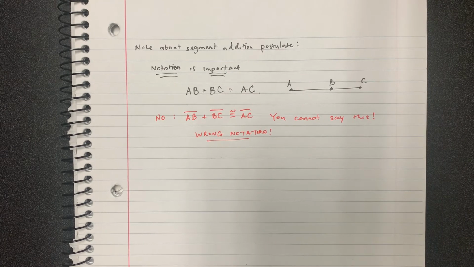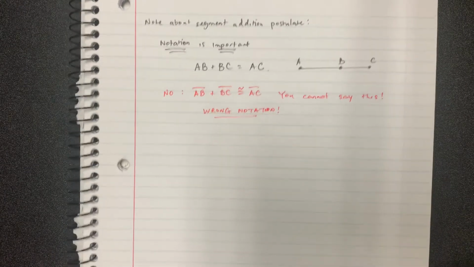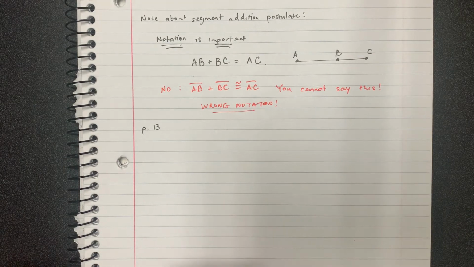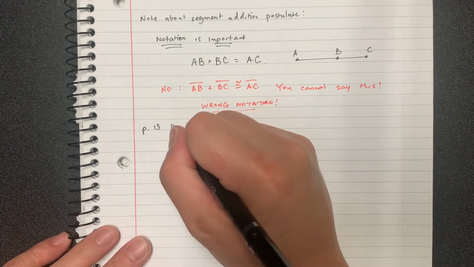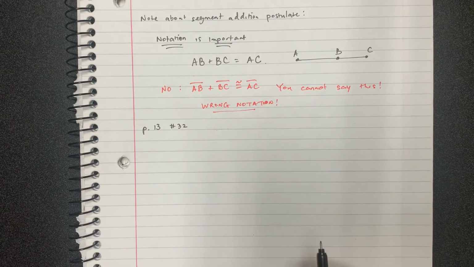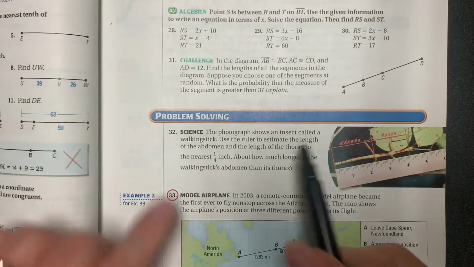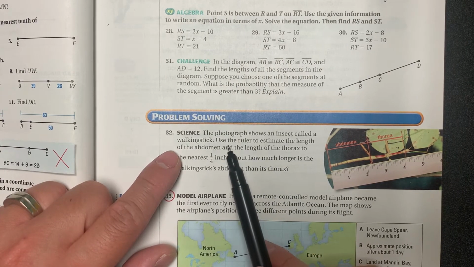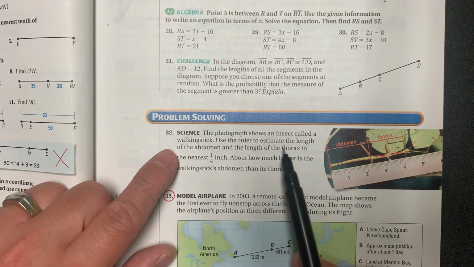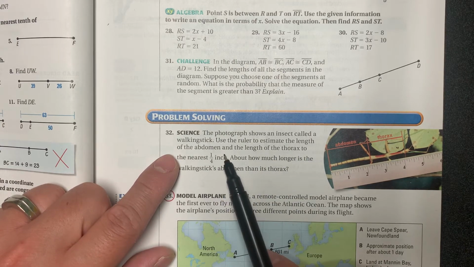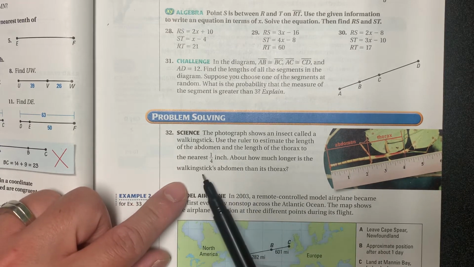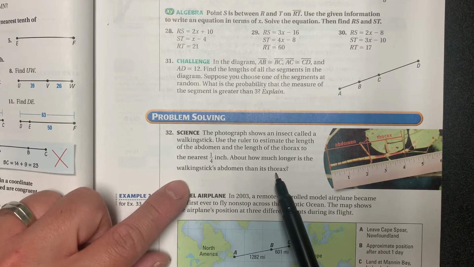Well, I just want to do a quick example with you. On page 13, there's a problem, number 32. It's called science. Let me put that on the screen. Number 32 says, the photograph shows an insect called a walking stick. I hate bugs, by the way. Use a ruler to estimate the length of the abdomen and the length of the thorax to the nearest quarter inch. About how much longer is the walking stick's abdomen than its thorax?